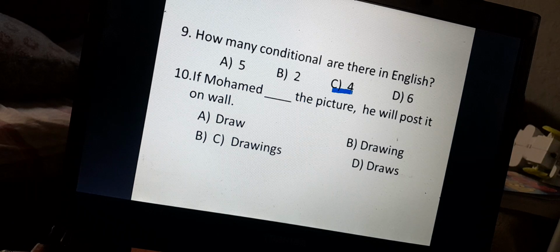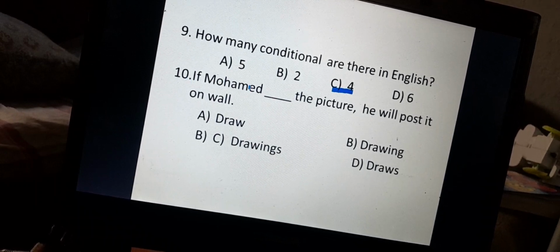These are the conditionals: first conditional, second conditional, and third conditional. In order to construct a meaningful sentence, they have their own form or structure. So as much as possible, in sentence construction, it is mandatory to use the appropriate form or structure. The main point of this question is to make you identify or know the number of conditional sentences in English.